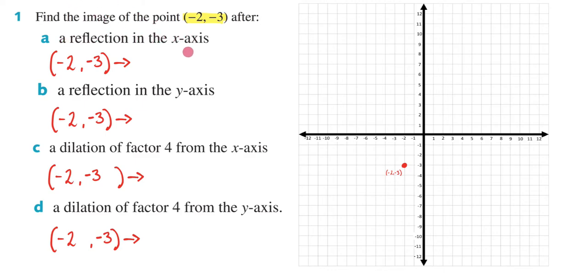So the takeaway message is that when we reflect something in the x-axis, we're going to change the sign of our y value. So my new coordinate will be -2, 3. And let me prove that to you.